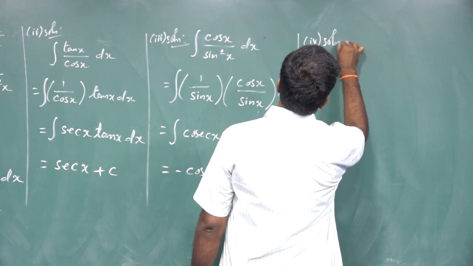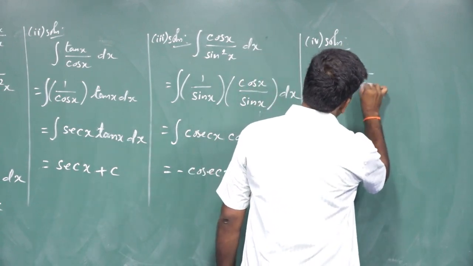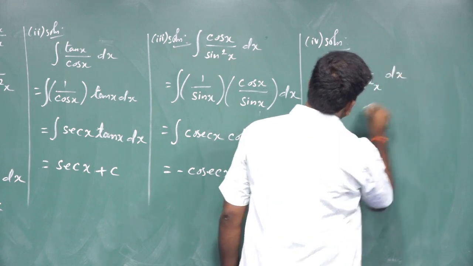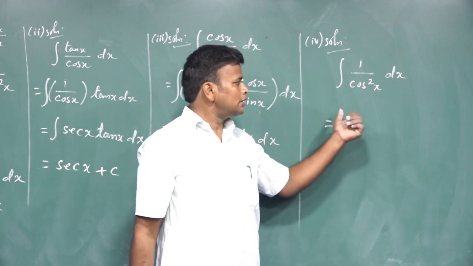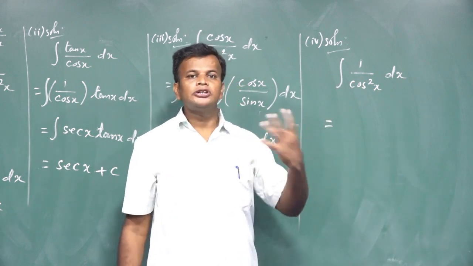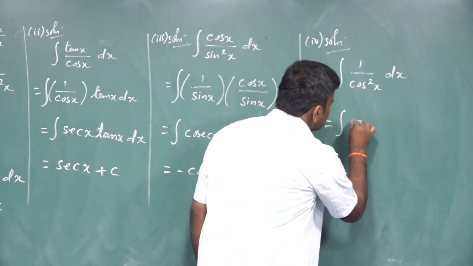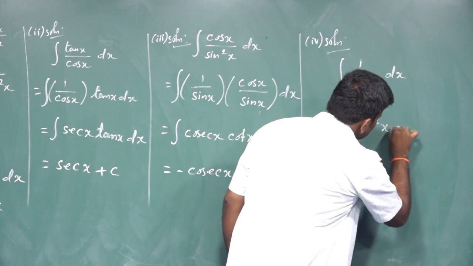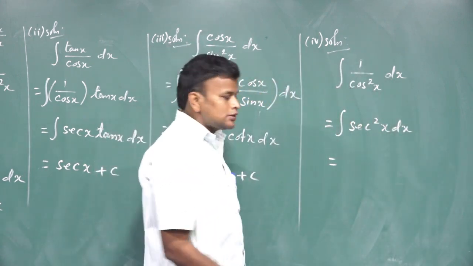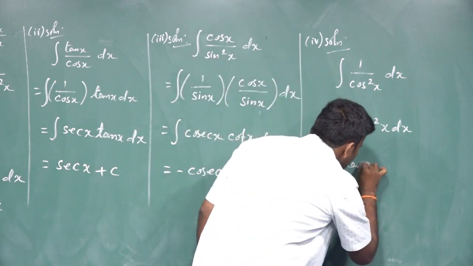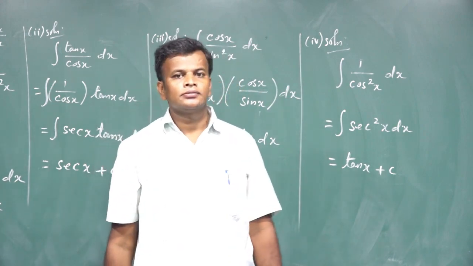Subdivision 4: 1 by cos square x. Here also there is no direct formula, but we change one formula and the shape will come. 1 by cos is nothing but secant. So 1 by cos square x is nothing but secant square x. The integrating of secant square x is tan x. So the answer is tan x plus c.